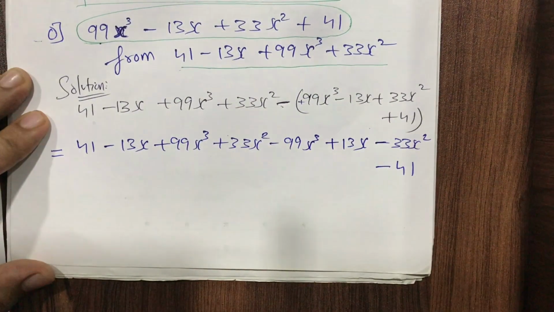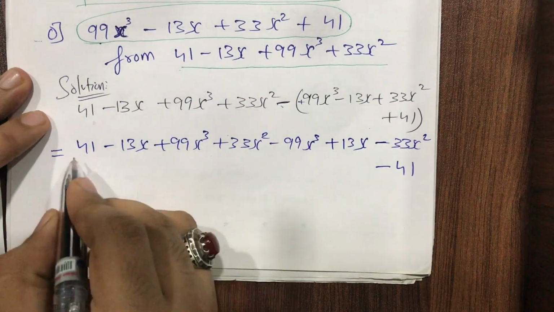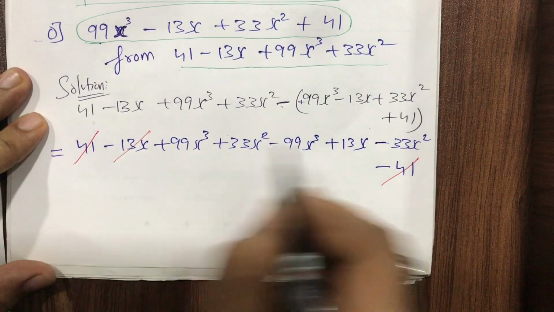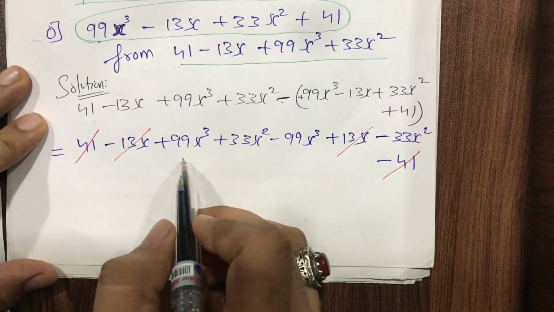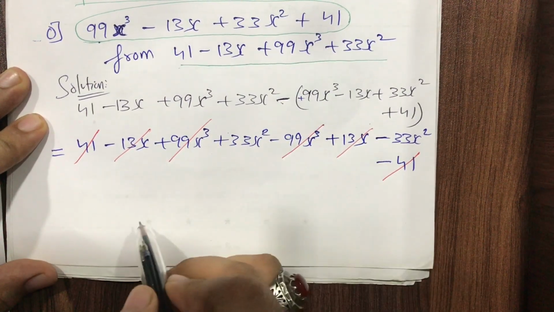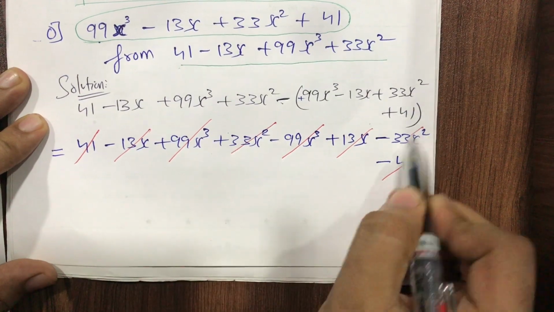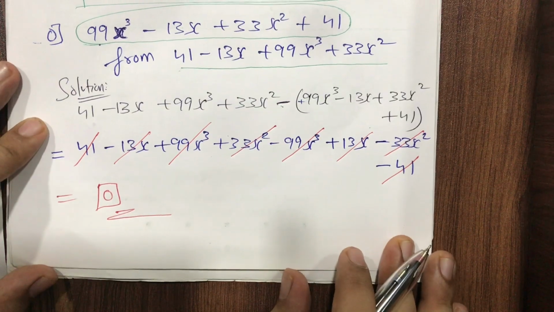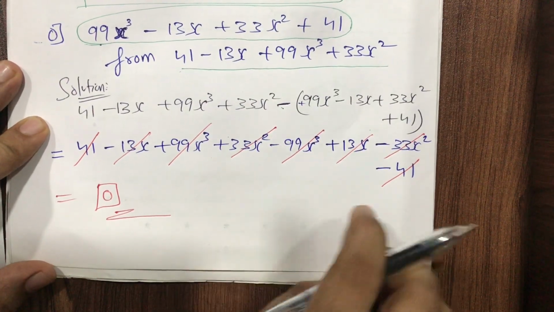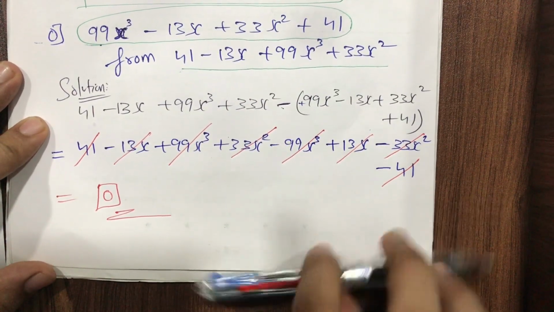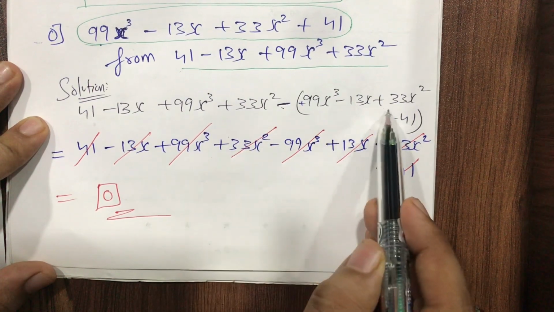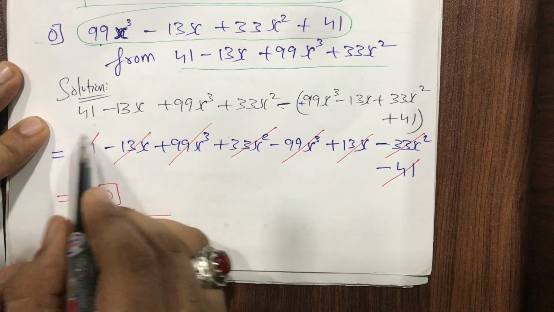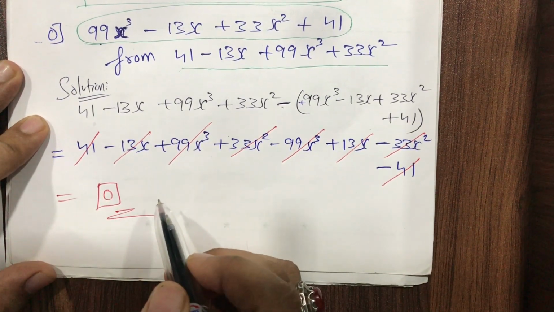Okay, students, now see what we can do. This is like plus 41 here. Plus 41 minus 41 cancels. Minus 13x plus 13x cancels. Plus 99x cube and minus 99x cube cancels. Plus 33x square and minus 33x square cancels. And the answer is 0 for this. Hope you understood this question, students. Please pause the video and do it by yourself. It's absolutely fine if it gets continued in the next line, but pay attention that after every step, leave a line. Make your answer presentable, please.